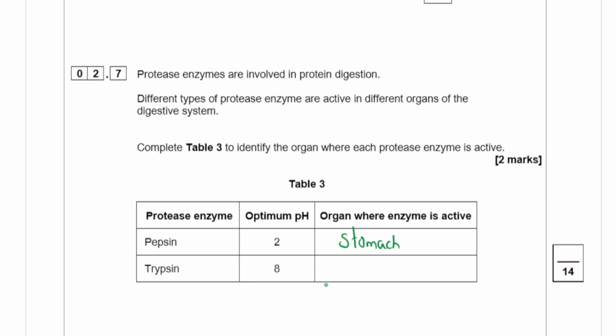How would I know that it's in the stomach? That's because the pH is 2. It's highly acidic in the stomach. Trypsin is another protease enzyme, but that works in an alkaline solution. So that would be in the small intestine. That brings us to the end of question number 2, and I will see you in question number 3.